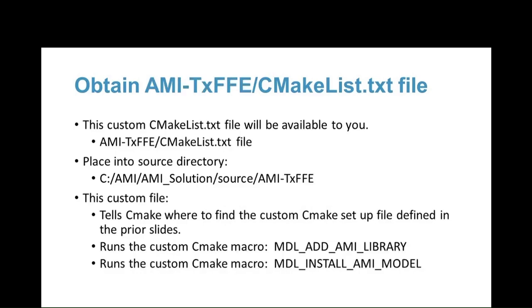And then we have another custom CMake file, this one located in the AMI-TXFFE folder. And this one, again, tells CMake where to find the custom CMake setup file defined in the prior slides. It runs the custom CMake macro that I've defined called model add AMI library. And it runs another custom CMake macro that I created called model install AMI model. Now, there's detail here that you really don't need to understand. You just use it. That's part of what automation is about.